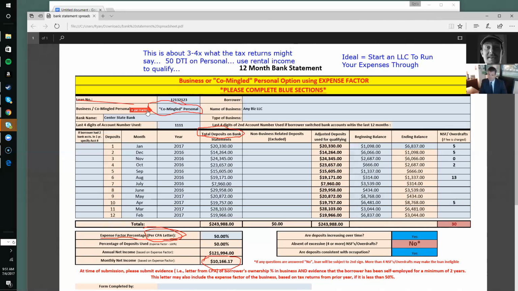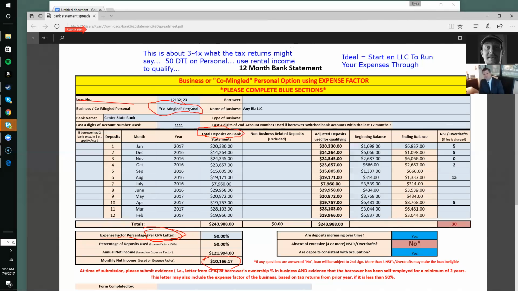Okay, so commingled again means you have your business and personal funds rolling through the same account. Ideal, but you don't need this, is that you have an LLC or something totally separate. Correct. So the commingled is actually your personal account and your business account. We're taking the deposits related to your business from those accounts.